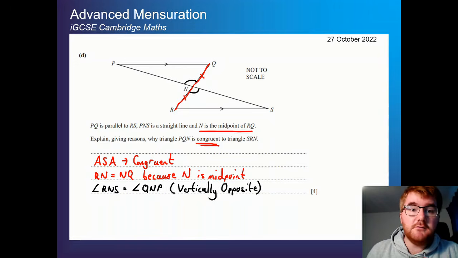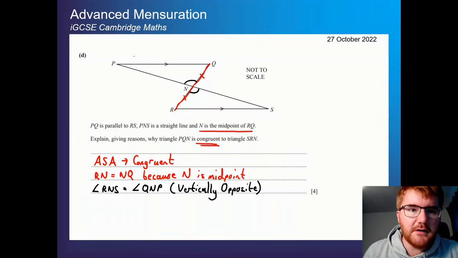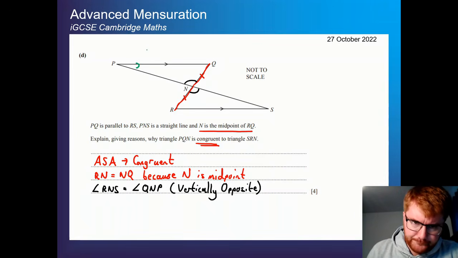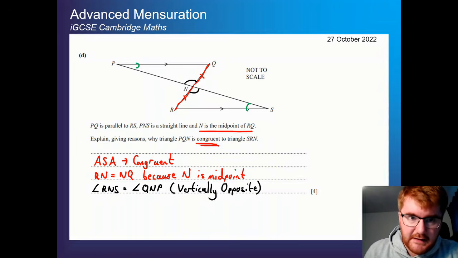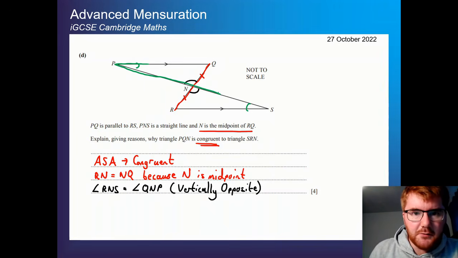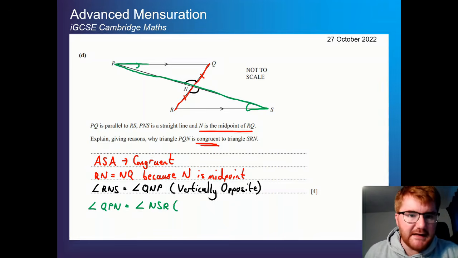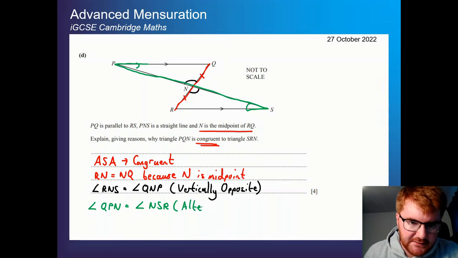And then we can also take a different angle. So let's take in green here. Let's go with this angle and this angle here. Notice that they make a Z. Again, we don't want to use that word in describing, but that's what I'm looking for. And so these two angles are also the same. So angle QPN is equal to angle NSR. And remember, Z angles, the proper name for that is alternate. So you need to write that in.